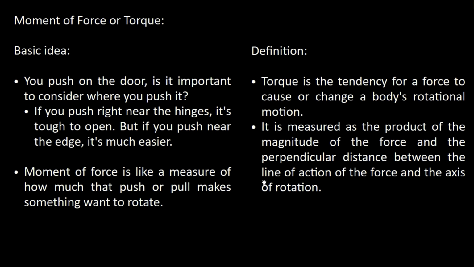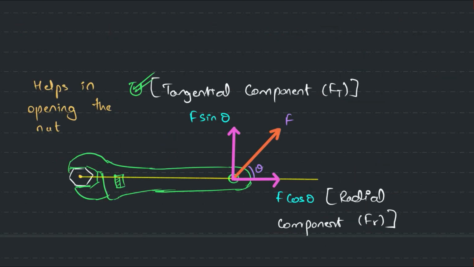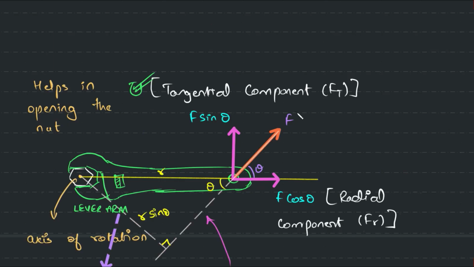So moment of a force is like measuring how much of a push or a pull makes something rotate. Torque is a tendency for a force to cause or change a body's rotational motion. It is equal to the product of the magnitude of force and the perpendicular distance between the line of action of force and the axis of rotation, right? So we saw that exclusively.